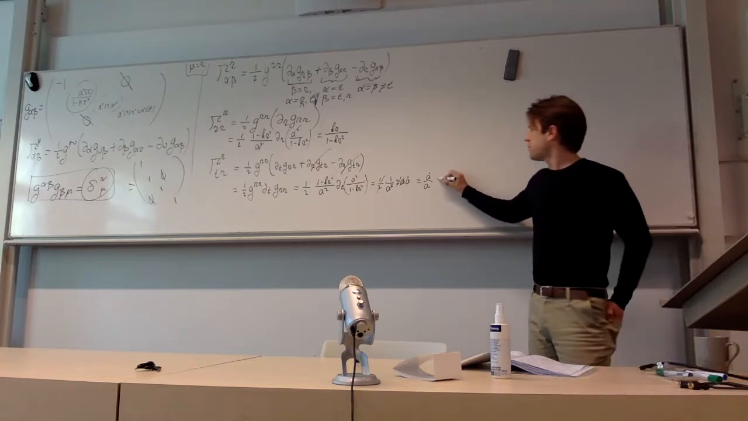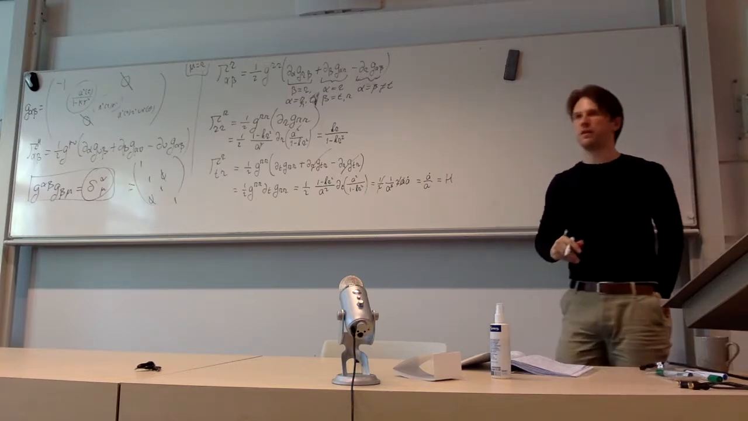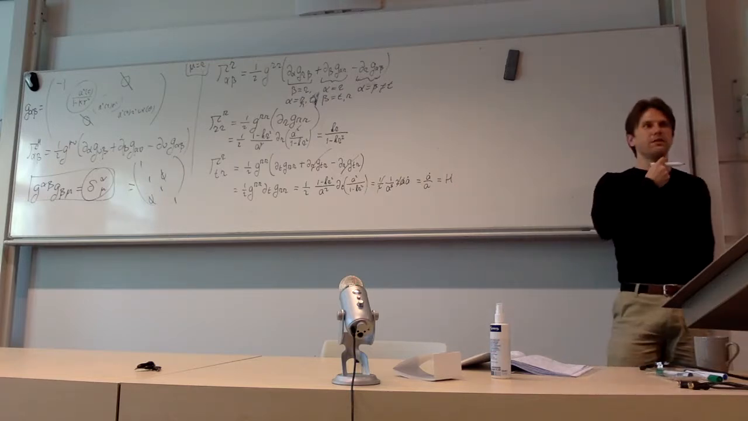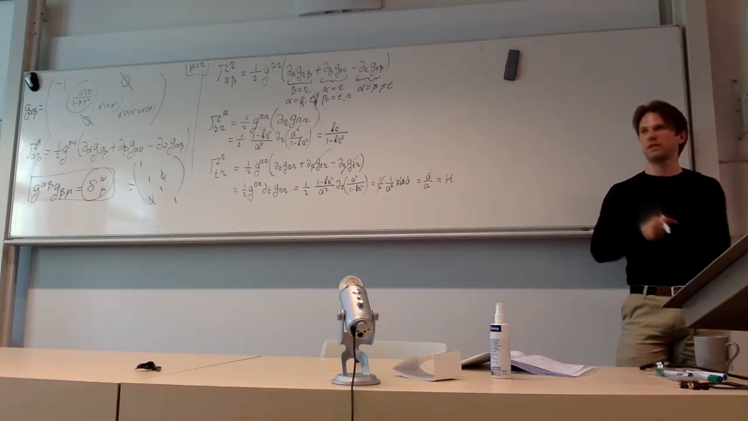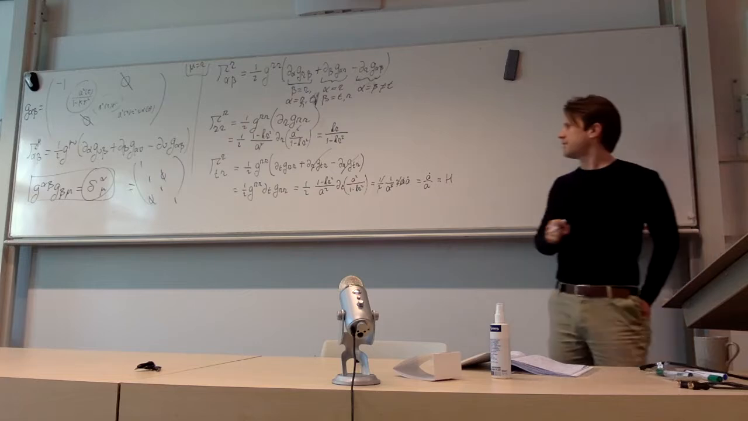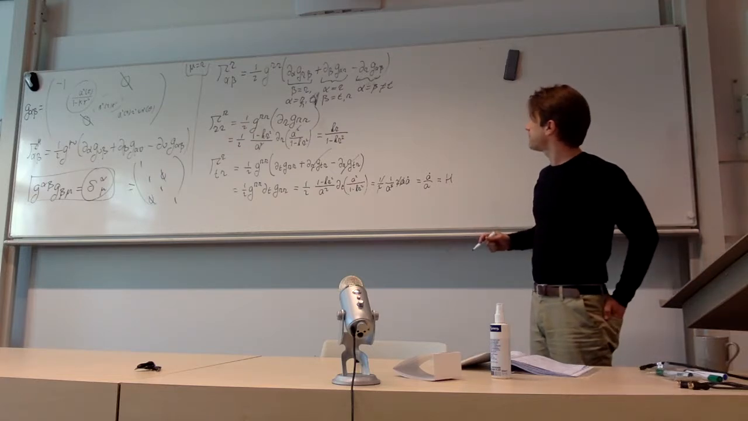And if you recall from last week, we also call that thing the Hubble constant. It's the expansion of the universe divided by how big it is now. That's what it says. And now we have another Christoffel symbol.